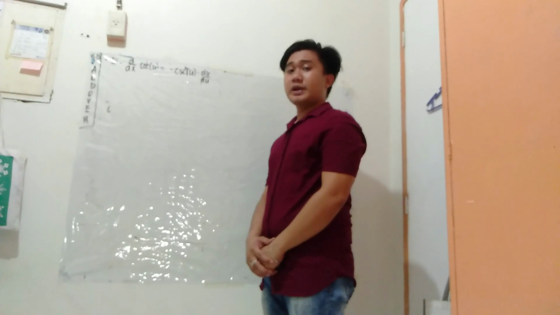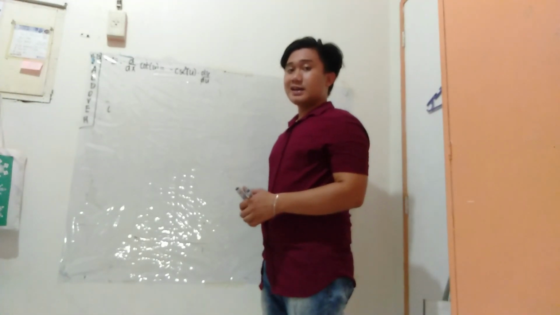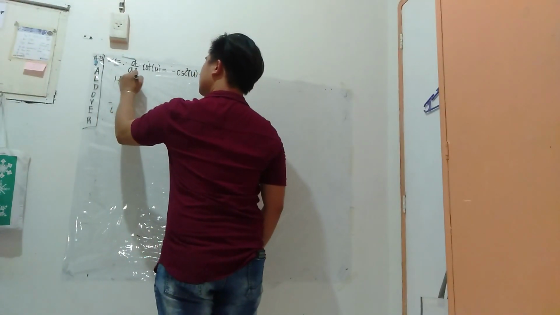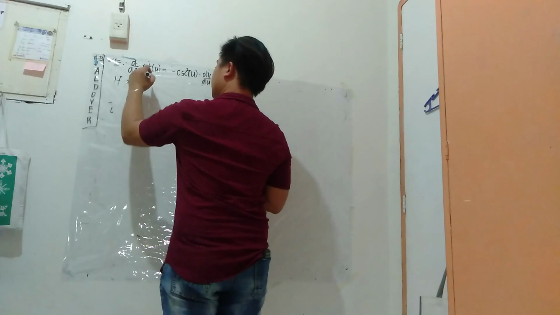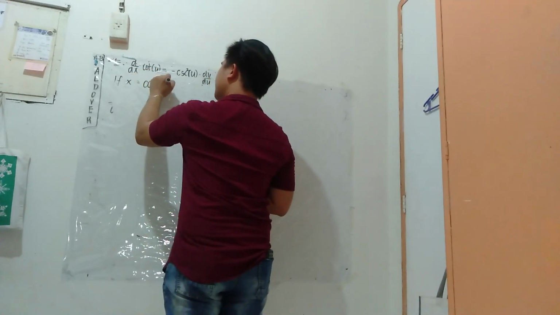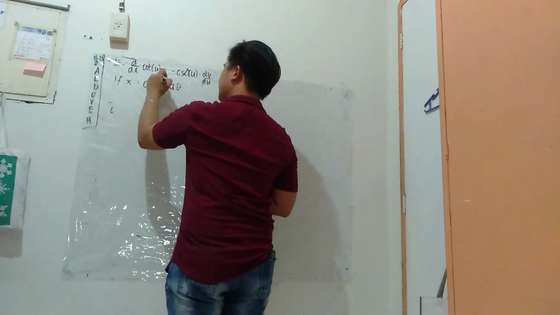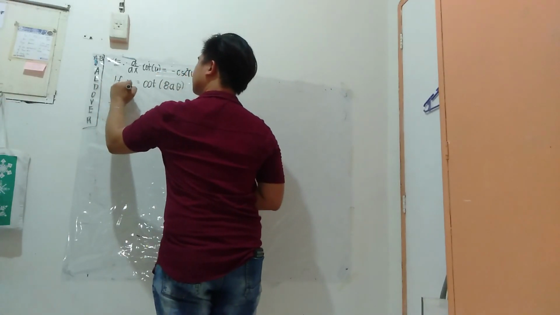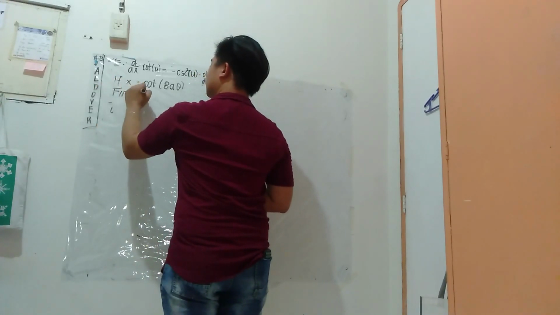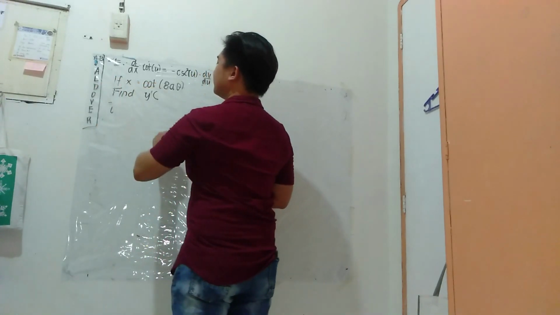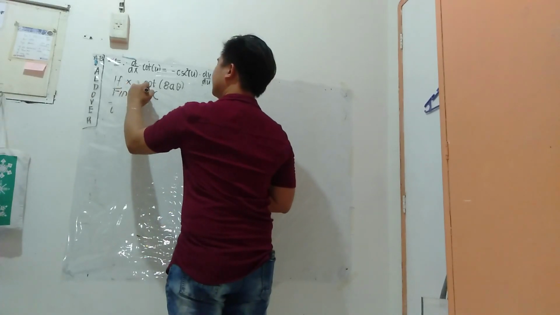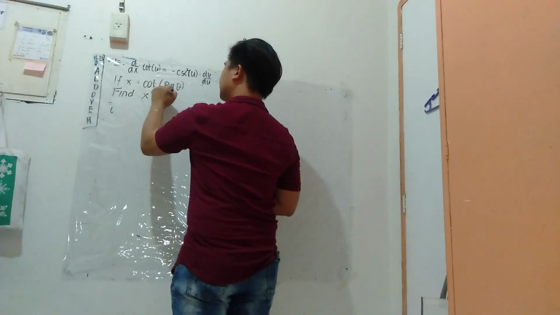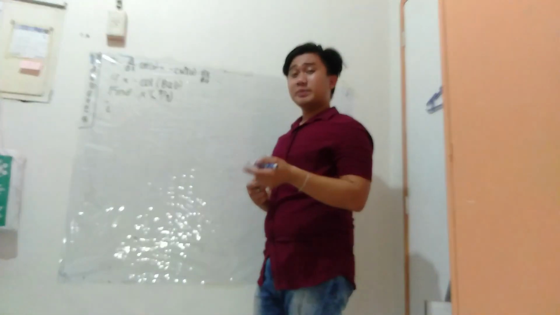This time, we will evaluate a derivative. If x equals cotangent 8a theta, find x prime of pi over 3.